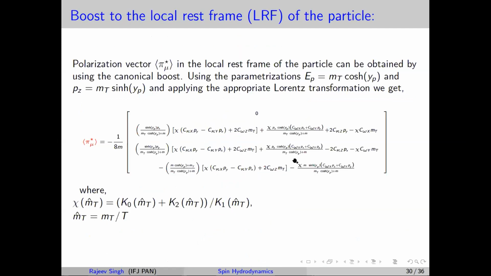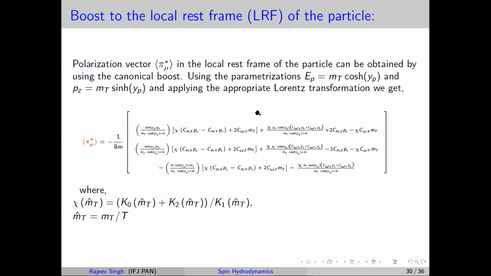So to compare with the experimental data, we have to boost the average spin polarization to the local rest frame of the particle using the canonical boost. And after boosting, we got this whole matrix. You can see that this is in the form of particle momentum px and py, and yp is the rapidity in this case, and chi is the ratio of K0 plus K2 by K1. K0 is the modified Bessel function of the zeroth kind.